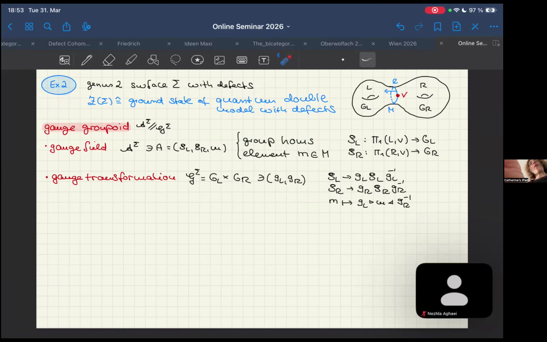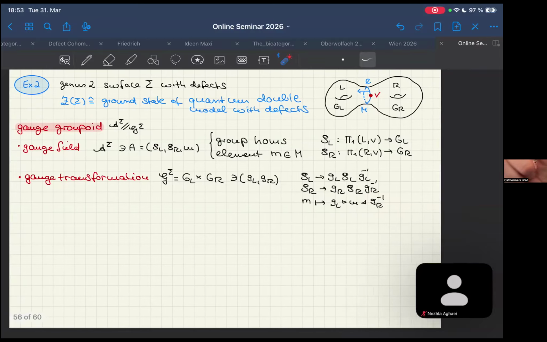Now a gauge transformation is just a pair of group elements, one from the group of the left and one from the group of the right. And it acts on these group homomorphisms in the obvious way. So the group homomorphisms are conjugated with the appropriate element here. What does it do with this element M? Well, it acts on the left for the left group and it acts on the right for the right group. So this would be my reduced gauge groupoid.